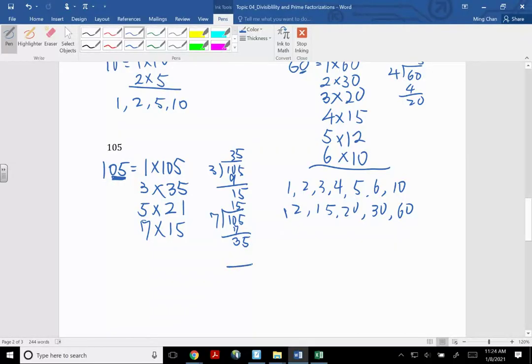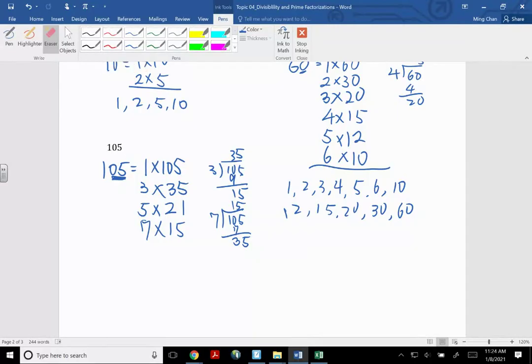I'll try 13 because 3 times 5 ends with a 5, right? So I'm going to try it. When I'm trying it, I'm basically just looking at 3 times 5, which I know is only going to be 75. So no, it's not going to work.